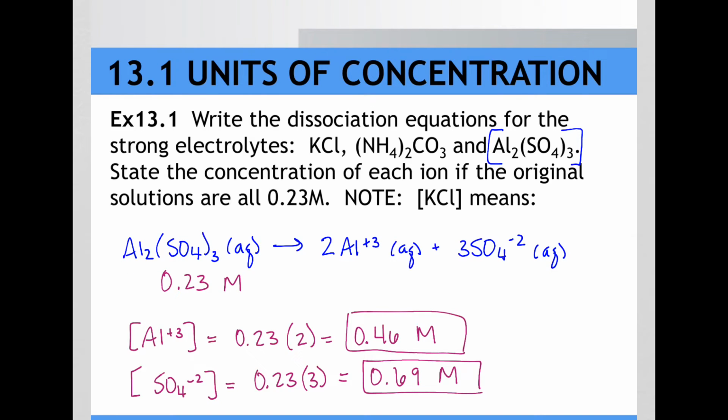All right, so hopefully this is what you found. This would break up into 2 aluminum ions and 3 sulfate ions. So remember, these brackets mean concentration. The concentration of the aluminum ion would be the starting concentration times 2. And then for sulfate, it would be the starting concentration multiplied by 3. So there we are. Okay? So there's a simple example with dissociation and concentration.